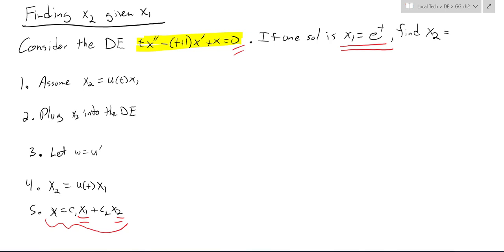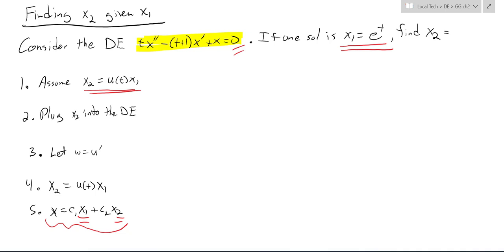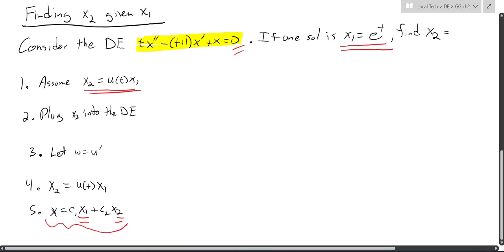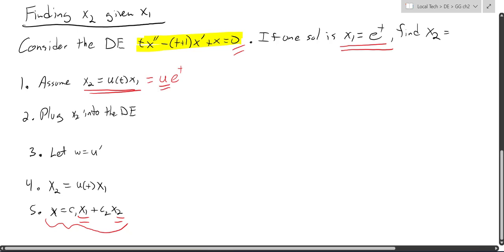In this process, I start by saying, well, let x2 equal some unknown function times x1. And the thought process here might be that my second solution could not be a constant times x1, because then it wouldn't be linearly independent with my first solution, so maybe it's a function times x1. So in this specific case, I'm going to assume that x2 is equal to some function u times my first solution. And then I'm going to take the derivative, take the second derivative of my guess at x2, plug them into my differential equation, and try to solve for my missing function u. Once I know u, I'll know my second solution is u times e to the t.